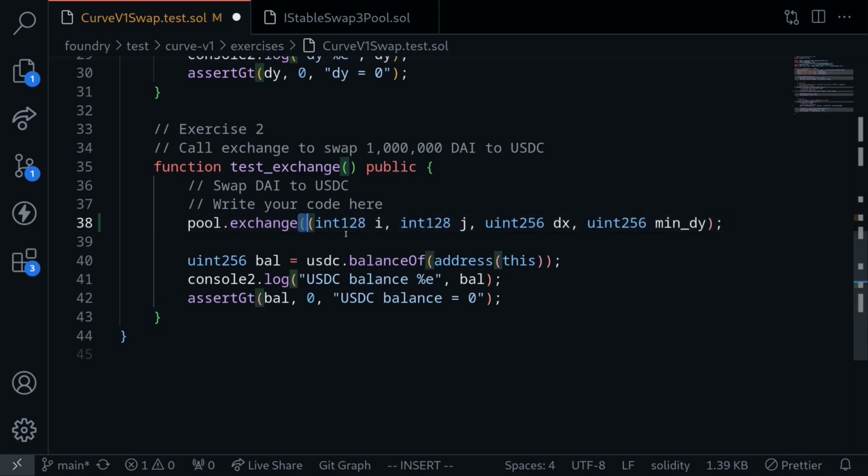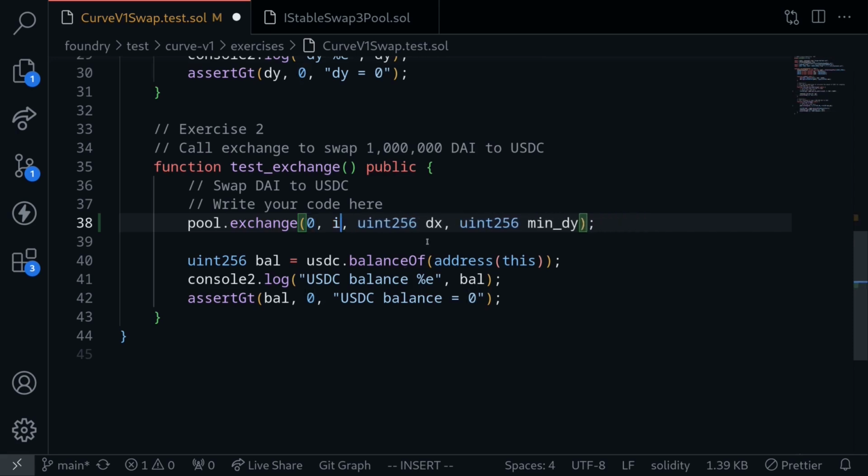Okay, so for the inputs, the first input is the index of the token that we're putting in. We're swapping DAI for USDC, and DAI has index 0. USDC has index 1. The amount of DAI that we're going to put in is 1 million DAI: 1e6 times 1e18. 1 million has 6 zeros, as you can see from here, and DAI has 18 decimals. 1e6 multiplied by 1e18 represents 1 million DAI.